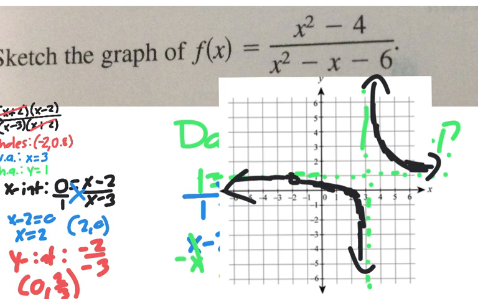Again, if you were unsure, what could you do? You could plug in an x value that happens over there, right? You could plug in 5. What happens if you plug in 5 here? 5 minus 2 is 3 over 5 minus 3 is 2. So you get 3 over 2, which is 1.5. When you plug in 5, you should be at 1.5, which is here, which again would be above. So you get multiple ways you can do that.